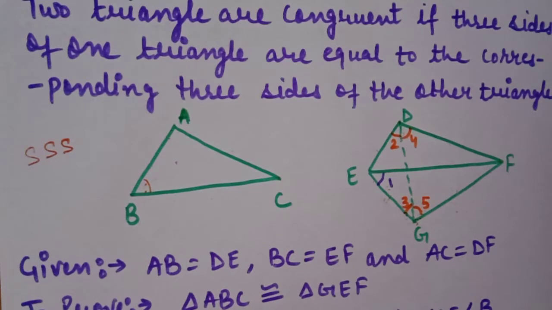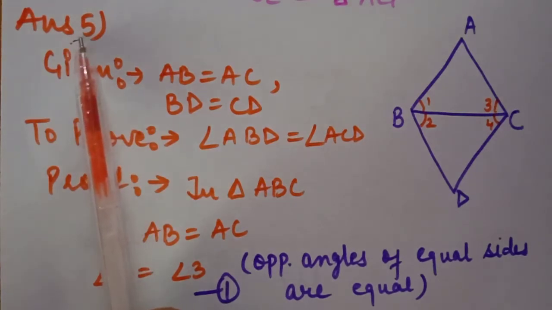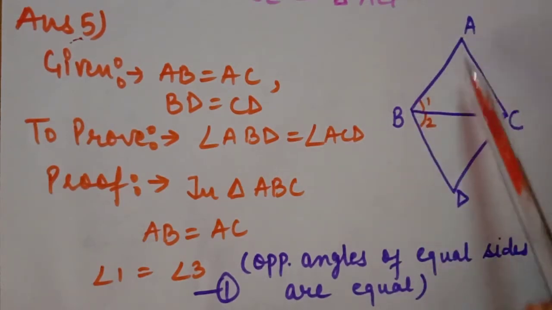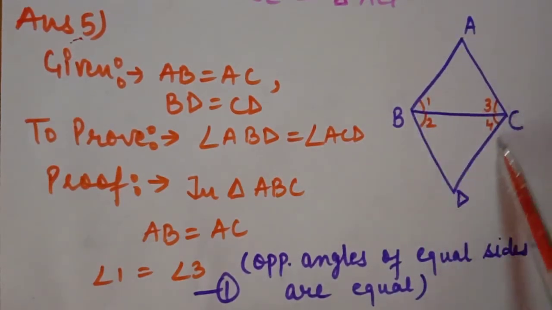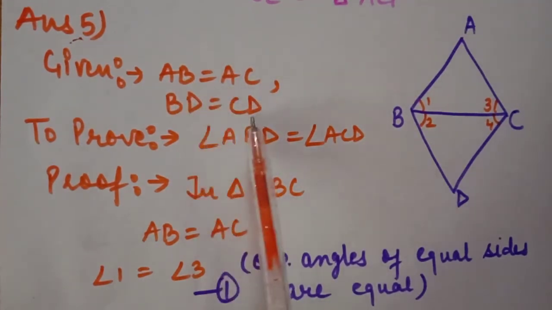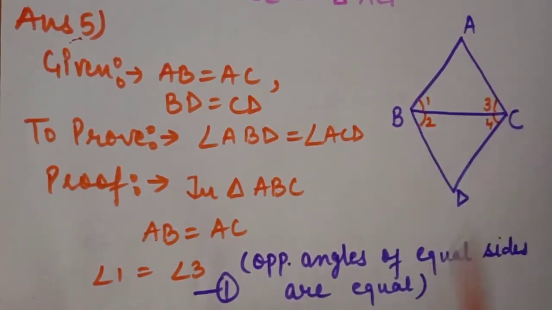Now some questions related to your exercise 7.2. This is your question number 5 from exercise 7.2. ABC and DBC are two isosceles triangles. Isosceles triangle means two sides are equal to each other. So what is given? Because it is isosceles, AB is equal to AC and BD is equal to DC.